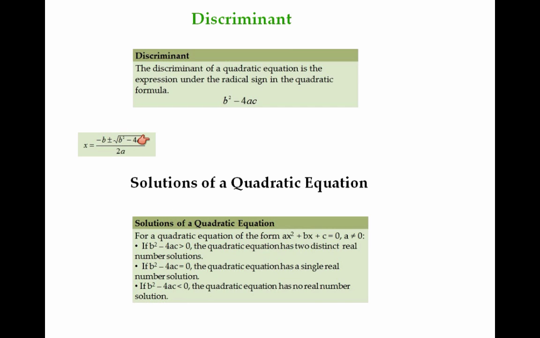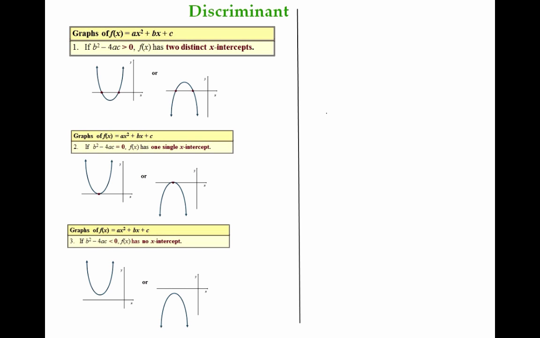If b squared minus 4ac is less than 0, anybody can guess what's going to happen? We get a negative number under the radical. What kind of solutions do you get when you have a negative number? We get the square root of a negative, we get i. We get complex solutions, not real solutions. So if b squared minus 4ac is less than 0, the quadratic equation has no real number solutions. You get i appearing in our solutions.